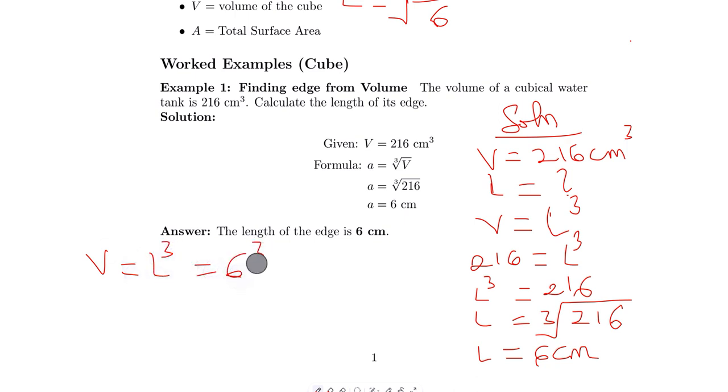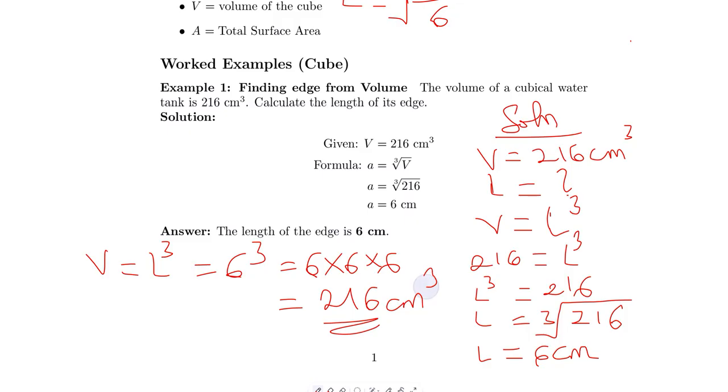6 raised to power what? 3, which is 6 times 6 times 6. 6 times 6 is 36, and 36 times 6 is 216. Do you see that now? That we are able to go back to our question. So that is how you find the edge of a cube when you have the volume.